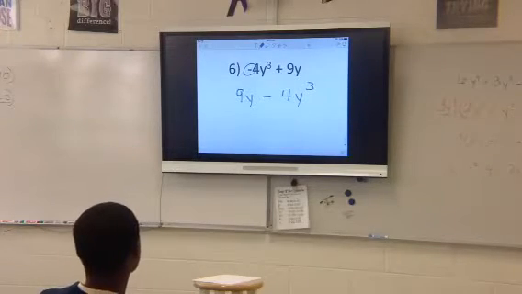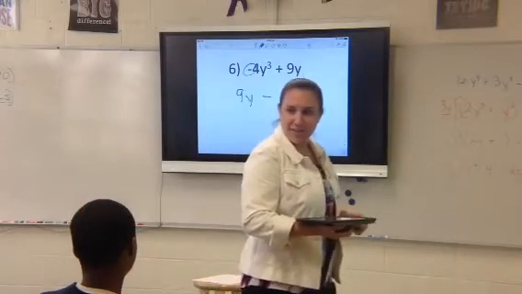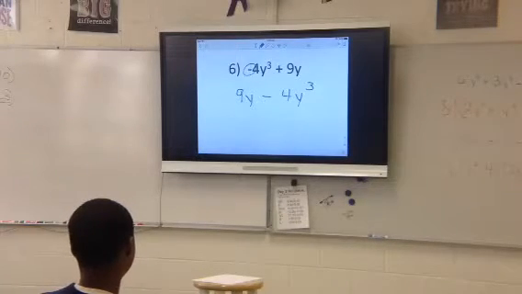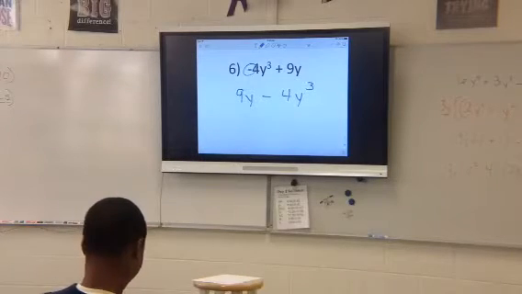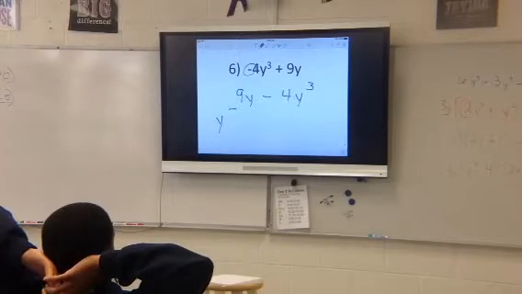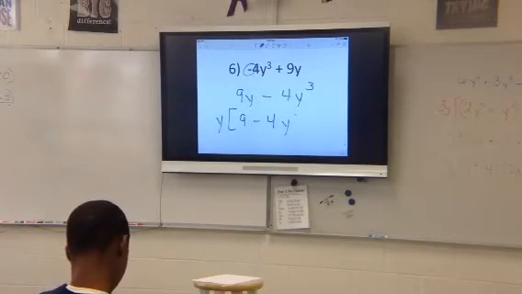What's our first step? Is there a GCF here? Toby, you're shaking your head yes. What's your GCF? Oh, what? They're telling you. They're telling you. It is y, right? Do they have a y in common? Yeah. Alright, so pull out your y first, and then you have 9 minus 4, and then y squared.